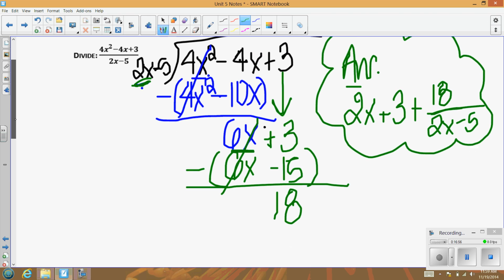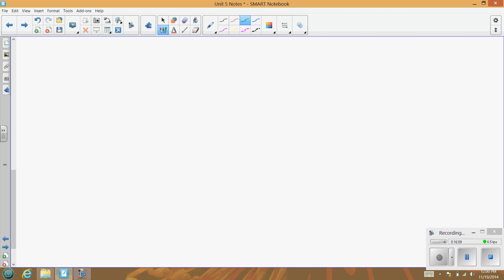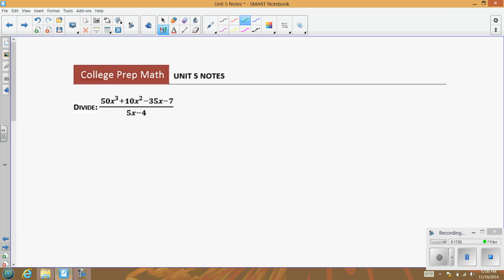All right, let's look at one more. And one thing I want to point out too, when I'm doing these, notice that my polynomials on top are always in standard form, meaning they're always in decreasing order of the exponents. So it goes x to the third, x squared, x, and then the number. If you were missing a term, so let's say this was 50x to the third minus 35x minus 7, you would want to insert a 0x squared so that you didn't lose that place value. It'll just make your work a little bit easier. So if you're ever missing a term, just make sure you insert it.